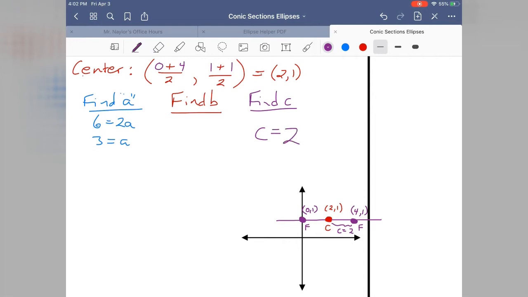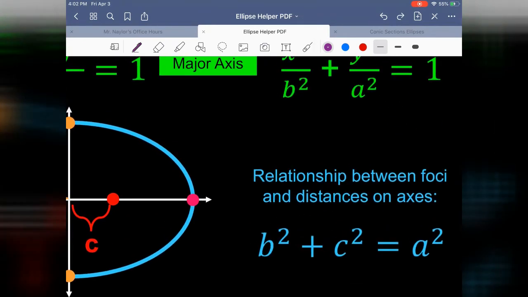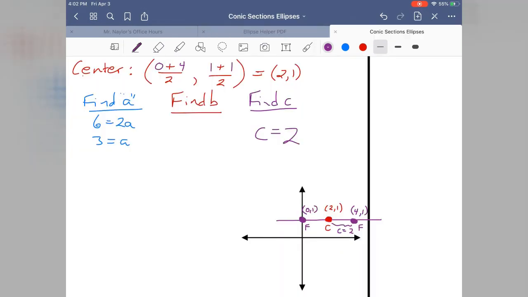So it looks like if we know that a equals 3 and c equals 2, we're going to be able to use this formula that says that b squared plus c squared equals a squared to find our b value. And that's exactly what we'll do. We'll plug into that formula very carefully, b squared, again, plus c squared, and that has to equal a squared. And with a little bit of simple math, we discover that b squared is equal to 5, which means that b equals the square root of 5. We don't need to use a plus or minus because the plus or minus signs are going to be taken care of with the formula.